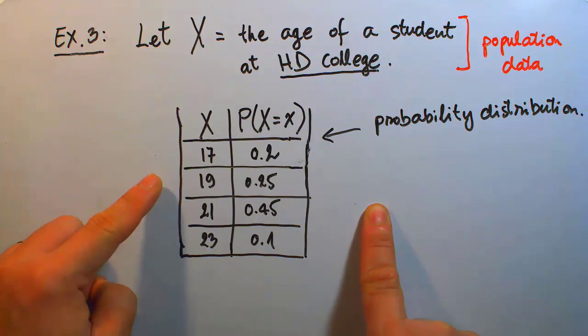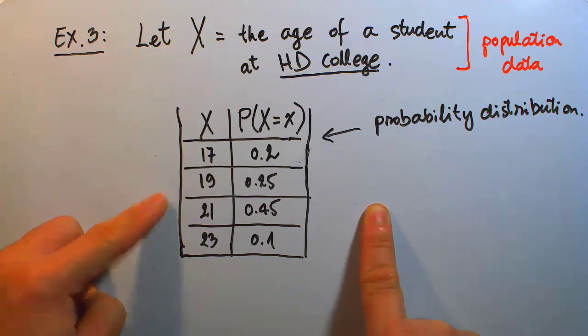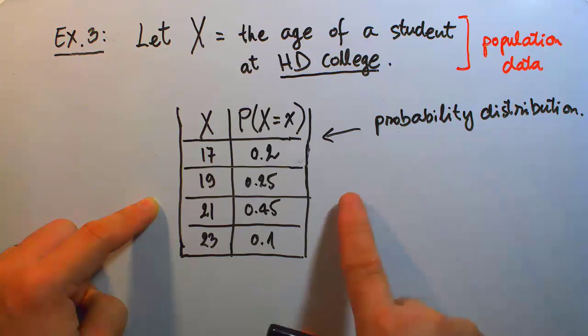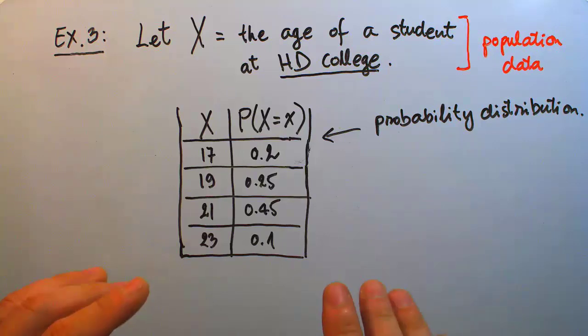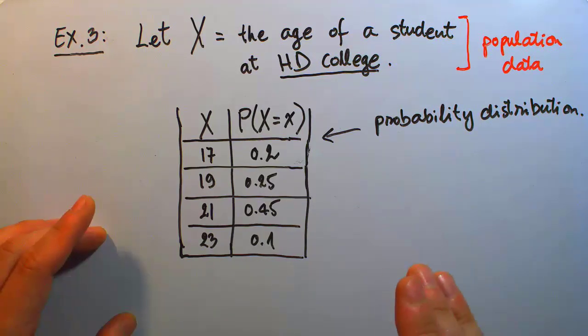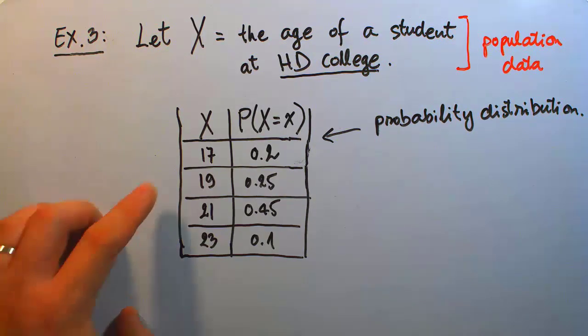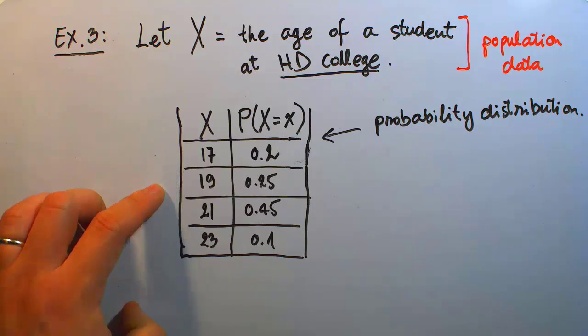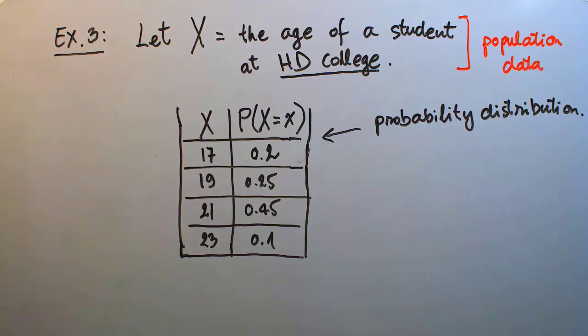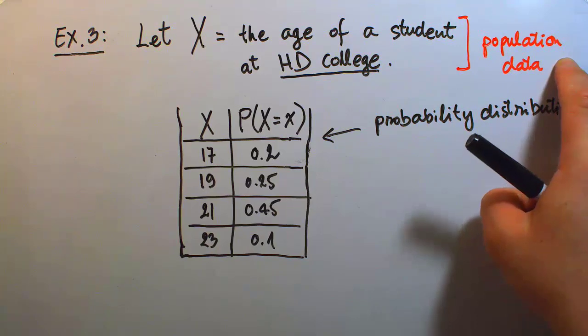We are better off reading a probability distribution like this, so that we have a more general idea of the data rather than looking through the entire list one by one and counting how many 17s, how many 19s, and so on. That's the whole point of using a random variable, and it's a very convenient way of representing the population data.